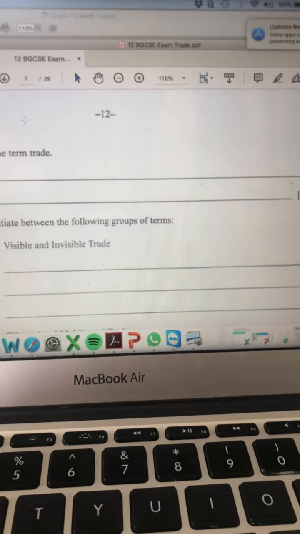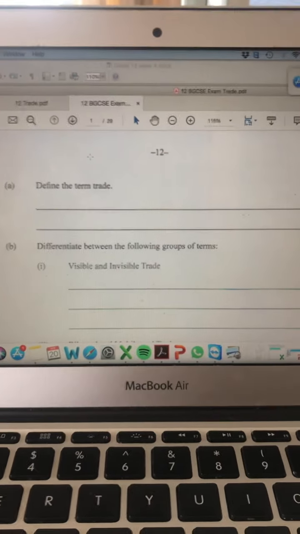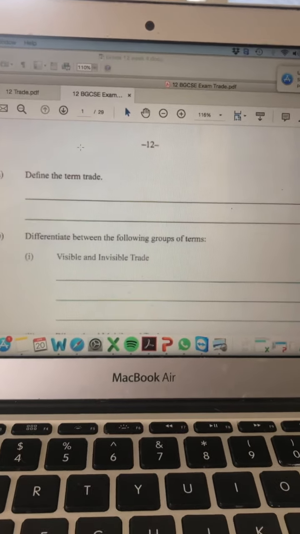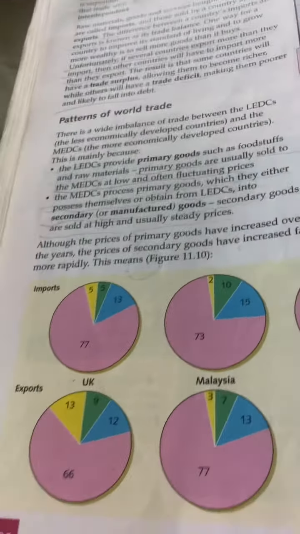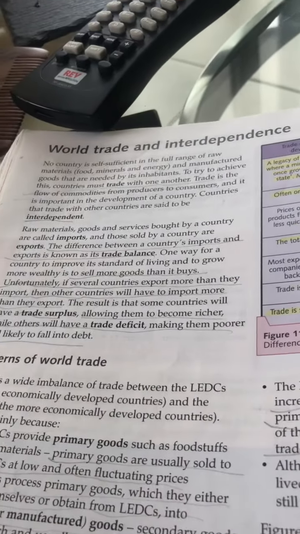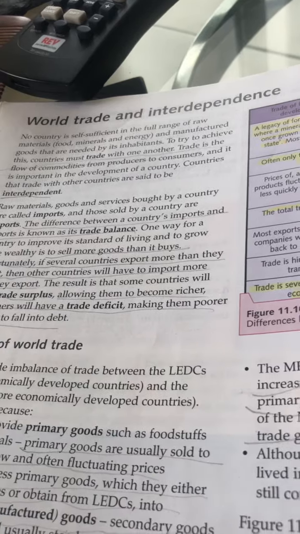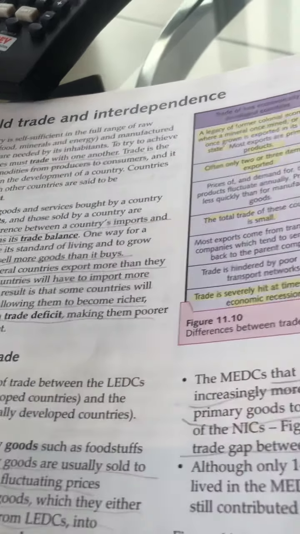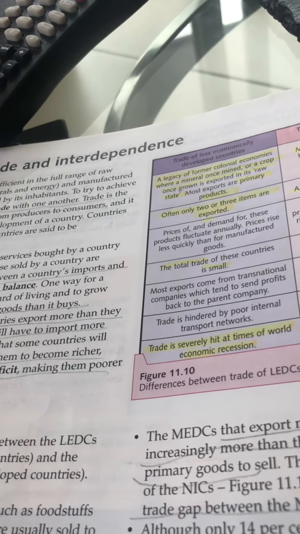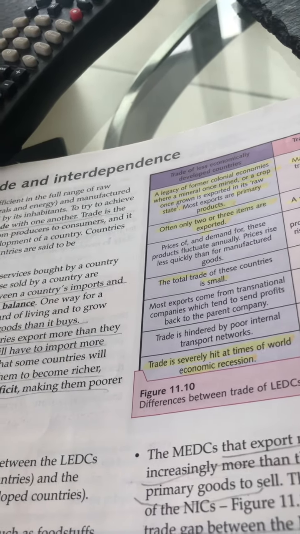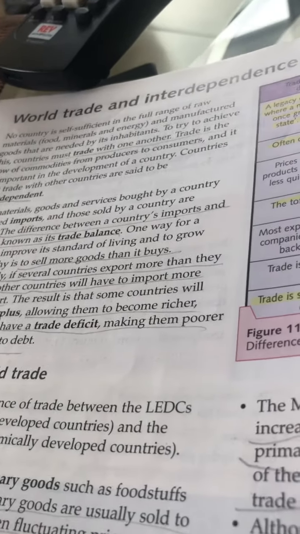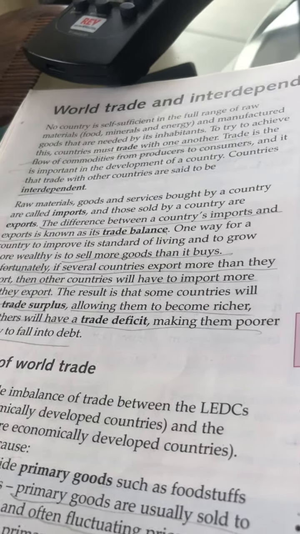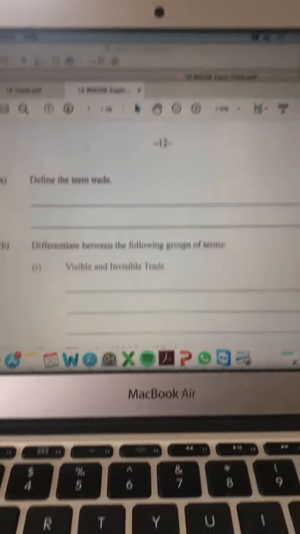So, what we're going to do is first, we're going to look at these first few questions. So the first question is define the term trade. Now, if you go to your New Wider World, and it will say on page 186, it's got that definition right at the top there. So trade is the flow of commodities from producers to consumers. And it's so important for the development of a country, okay? So that idea of getting from, maybe from the factory to the shops, okay? And so you'll be able to just do that first question there.